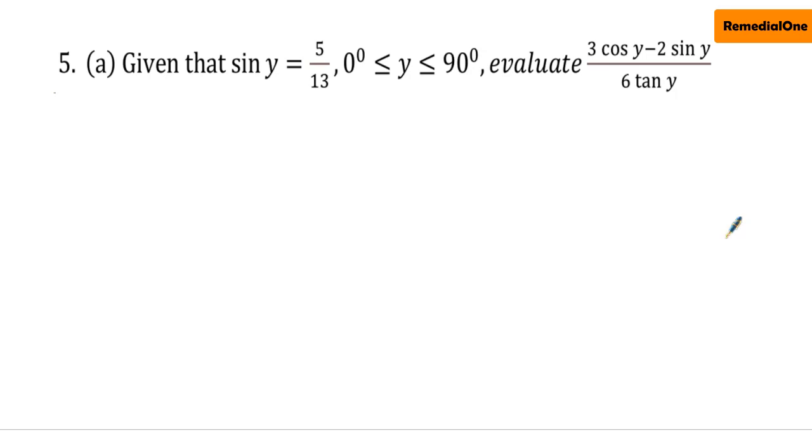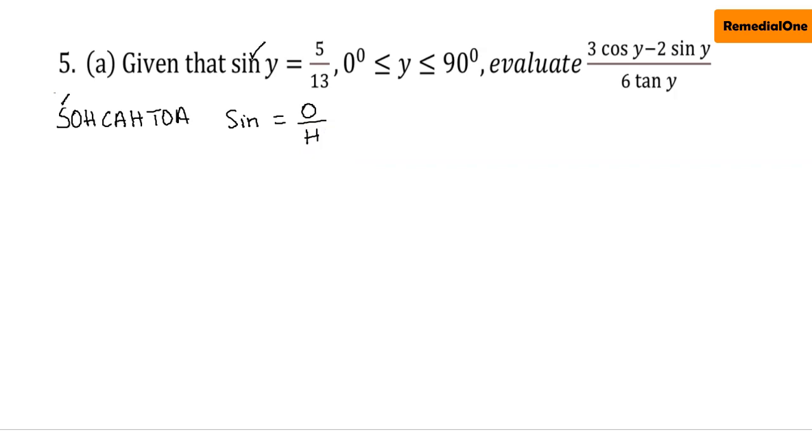We have been given sine y equals 5 on 13, and it's within 0 to 90. That means first quadrant. And then they want us to evaluate the expression here. This was question number 5A. First of all, you need to know your SOHCAHTOA and know that you were given this. So that means you're going to use sine. So sine is opposite over hypotenuse.